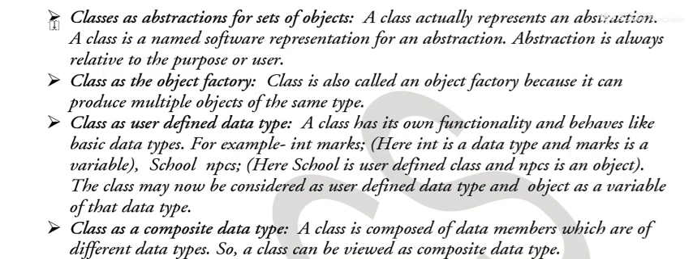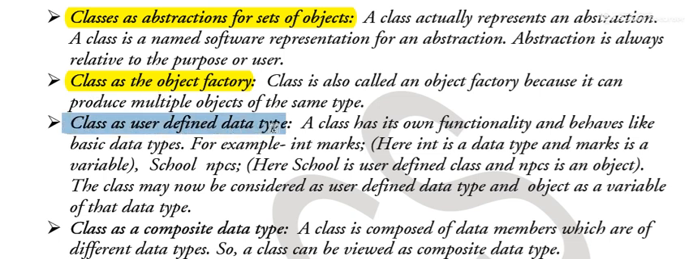There are many features of a class. Class as abstraction for a set of objects: in software, we can create a class and then by using that class we can create a set of objects. Here the class works as abstraction for a set of objects. Class as the object factory: like any other factory, classes can also produce many objects. So in this way, the class works as the object factory.